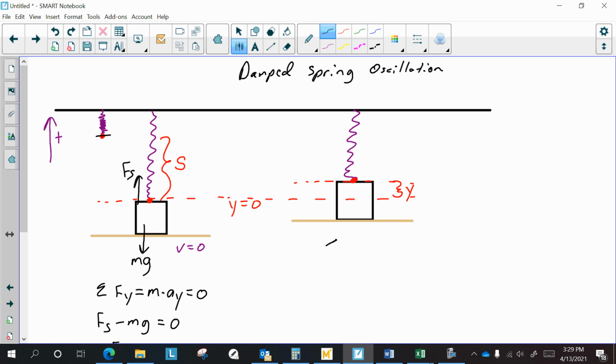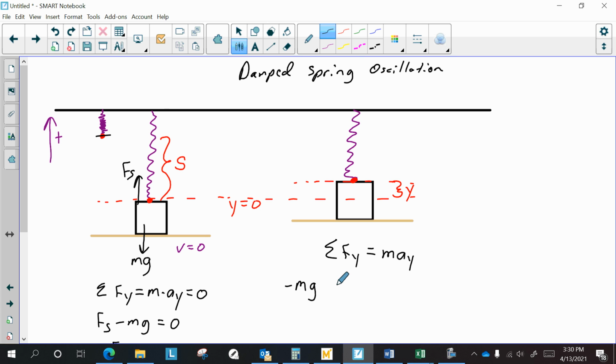So let's sum these forces in the y direction, and that should equal mass times acceleration in the y. So what are some forces we have? We have its weight, so we have m times g. And the weight is always towards the center of the earth. It's always downward. So if we call up positive, then that force is going to be negative.